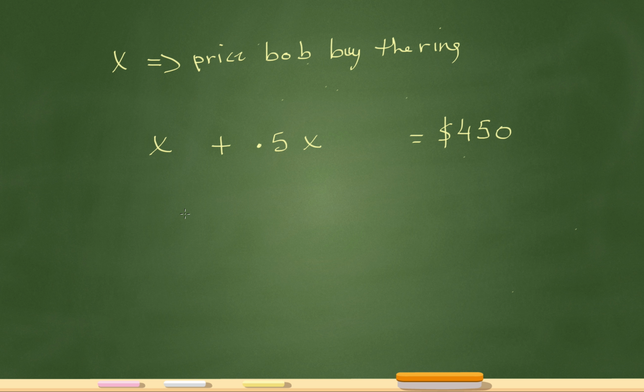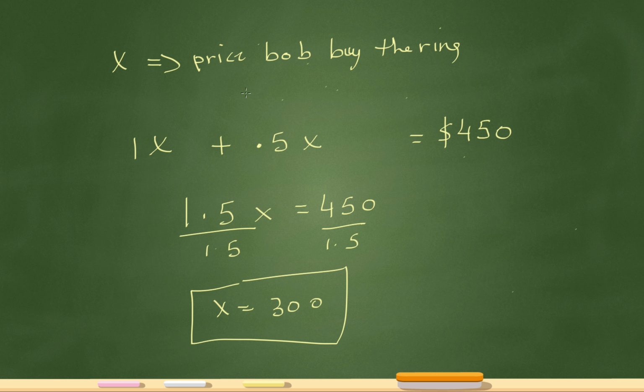So x plus 0.5x will give me 1.5x, because remember there's an imaginary 1 there, equals 450. And then I can divide both sides by 1.5, and x should be 300. So now what this tells me is that Bob is buying the rings at $300 and he's selling them at a 50% markup, which makes sense because he's selling for $450. So 300 represents the cost for Bob to buy the ring.